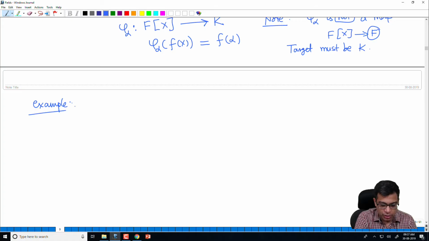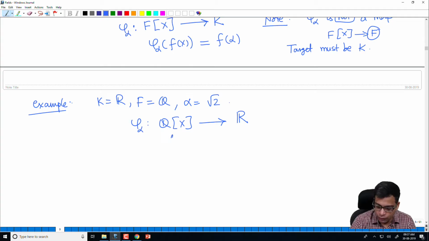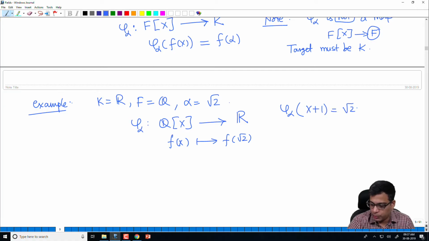The example that we will consider is we can take K to be, let's say, R, and F to be Q, and let's take alpha to be root 2. So this is a simple example. What would be phi alpha? Phi alpha would be a map from the polynomial ring over Q in one variable to R, not to Q. It takes a polynomial f(x) and evaluates it at root 2. For example, phi alpha of x plus 1 will go to root 2 plus 1.